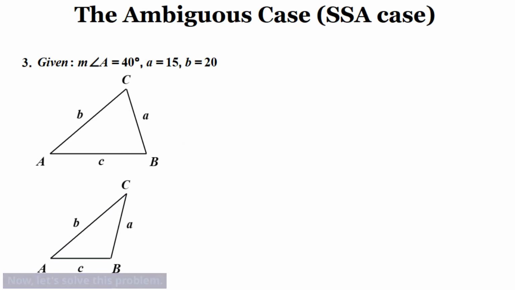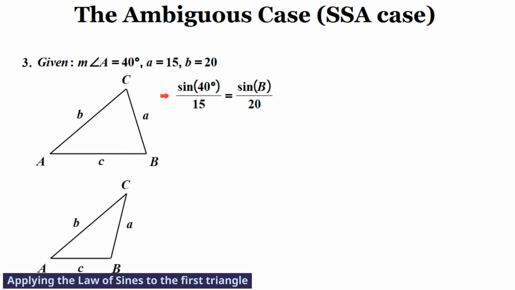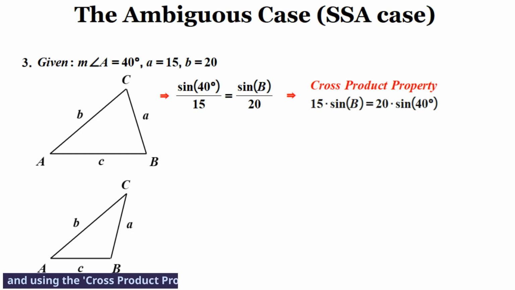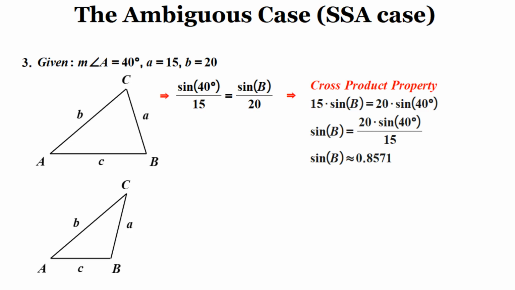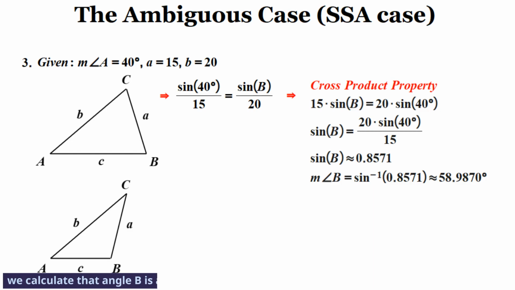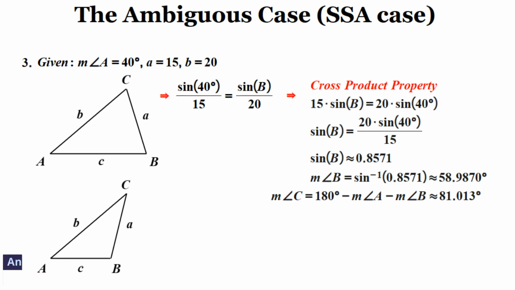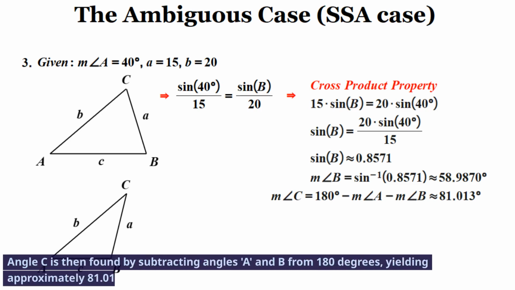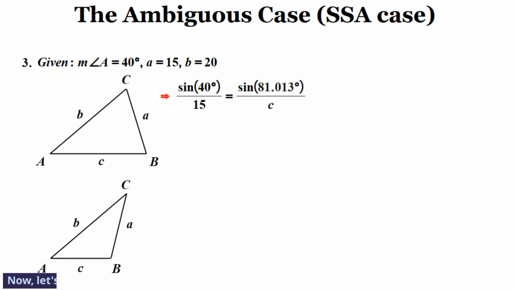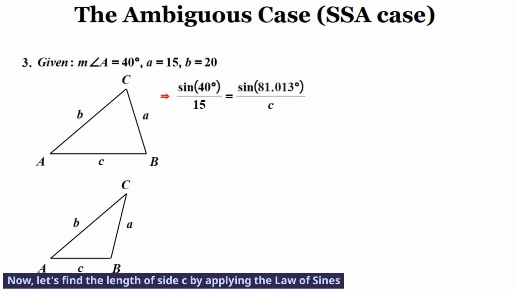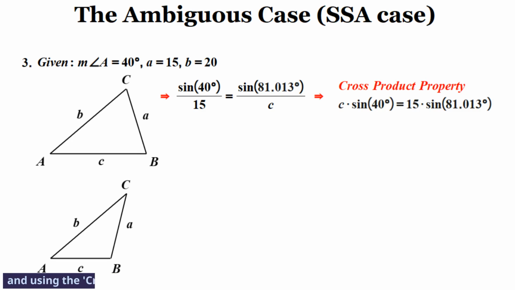Now, let's solve this problem. Applying the law of sines to the first triangle, and using the cross-product property, we rearrange the equation to find angle B. Using the inverse sine function, we calculate that angle B is approximately 58.9870 degrees. Angle C is then found by subtracting angles A and B from 180 degrees, yielding approximately 81.0130 degrees.